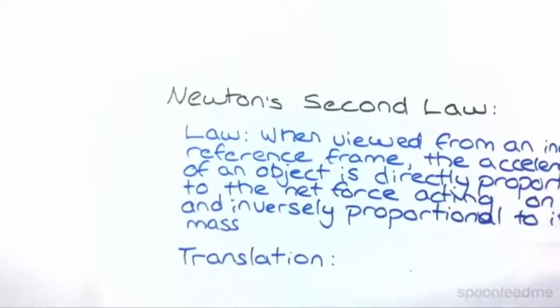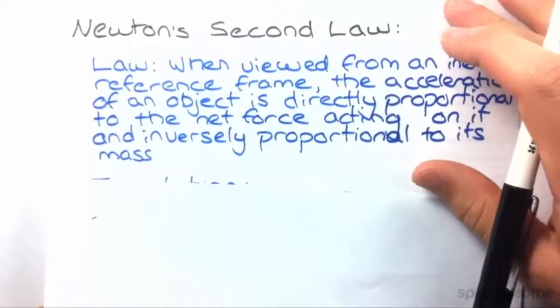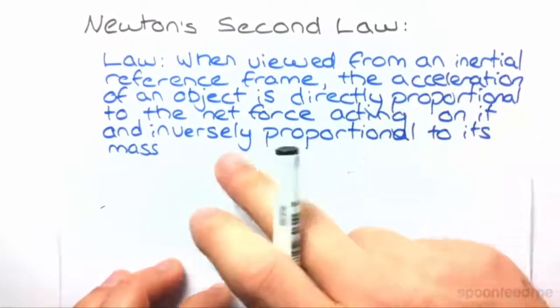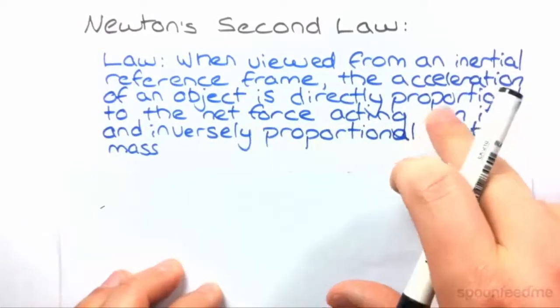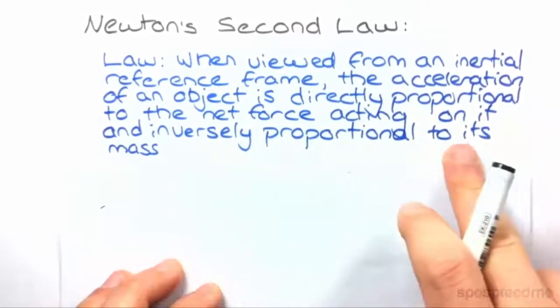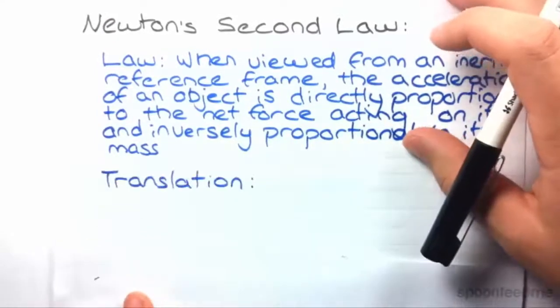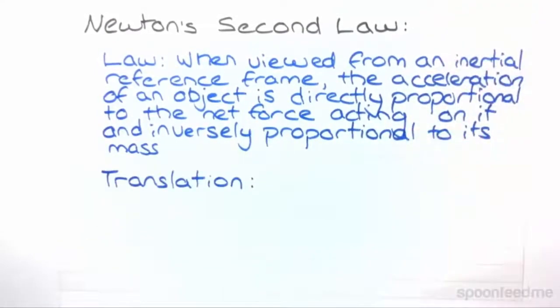Newton's second law says the following. When viewed from an inertial reference frame, the acceleration of an object is directly proportional to the net force acting on it and inversely proportional to its mass. Now, what does that mean? Let's have a look at the translation.